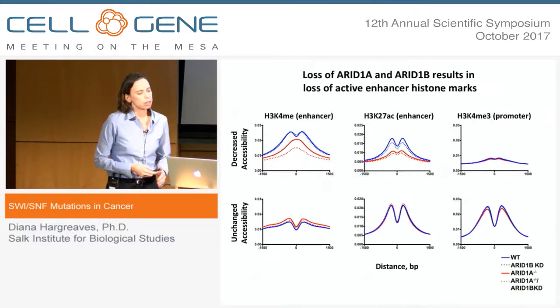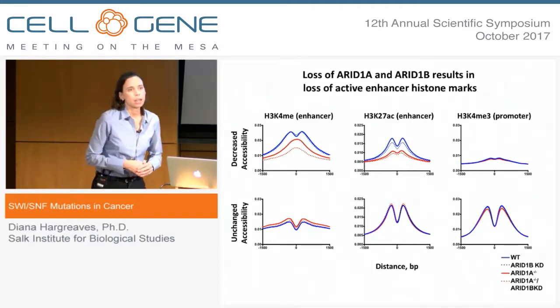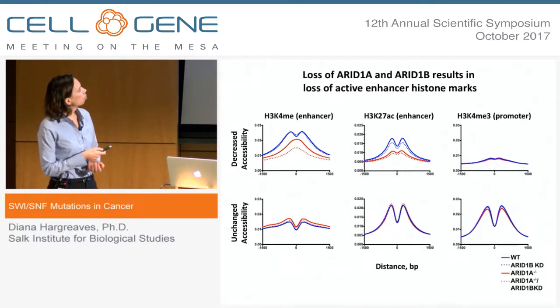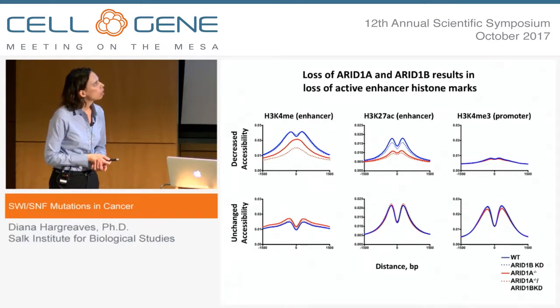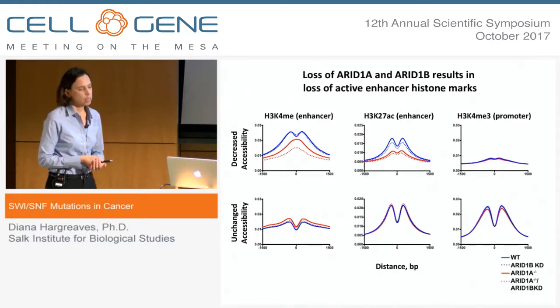So we wanted to understand whether, in addition to regulating chromatin accessibility, these complexes also regulate active histone marks at enhancers. So we performed ChIP-seq for H3K4 monomethylation, H3K27 acetylation, and H3K4 trimethylation in each of the 4 genotypes. And we find that sites that lose accessibility also lose both K4 monomethylation and K27 acetylation in a stepwise fashion. H3K4 trimethylation is low at these sites, consistent with them being found at enhancers, and this modification generally does not change.